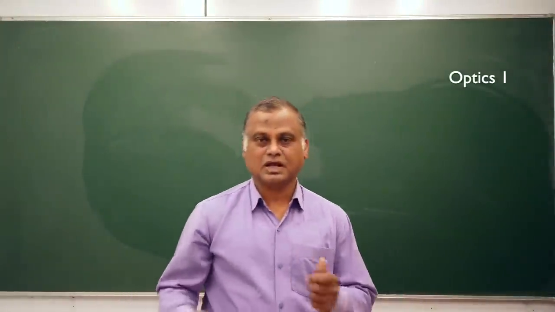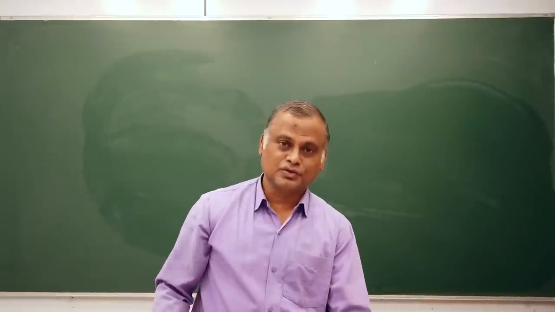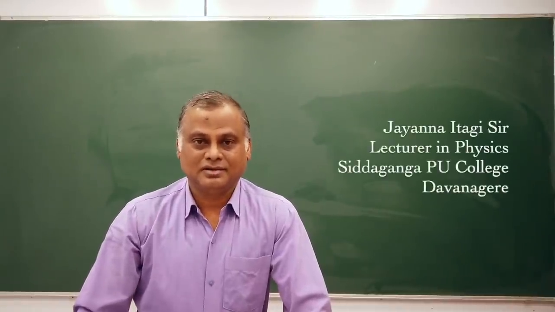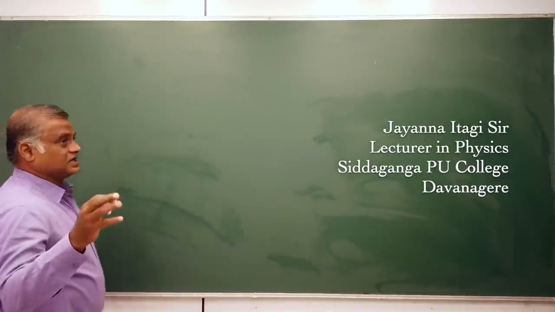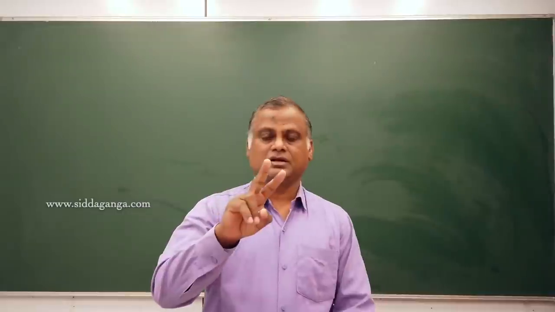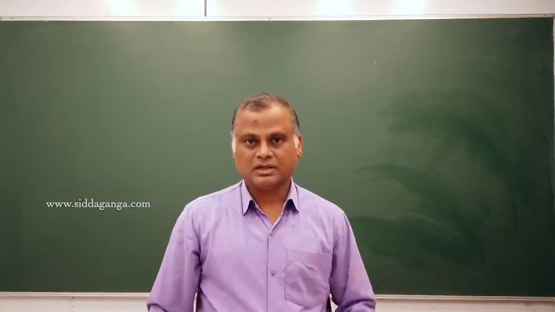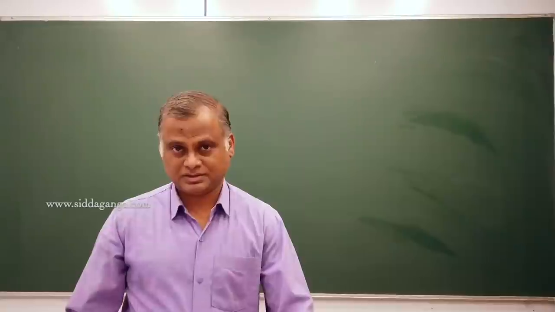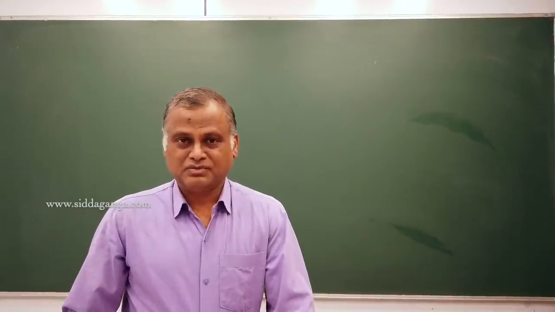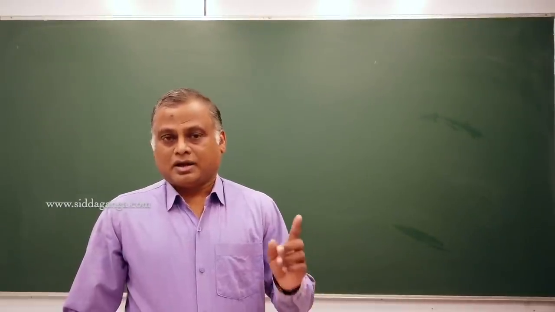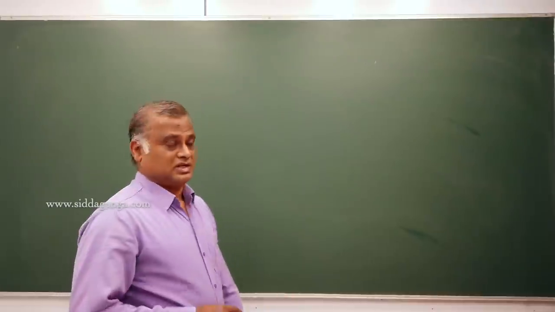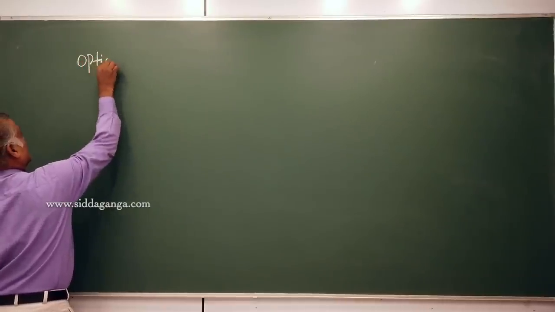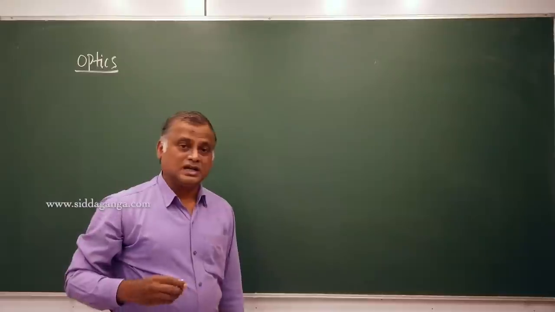My dear students, now I am entering into new concepts about light. That is, in your NCERT textbook, part 2, second book, the first chapter, the 9th chapter, Ray Optics and Optical Instruments. Chapter number 9, Ray Optics and Optical Instruments. Before starting that, let us have some introduction about optics.